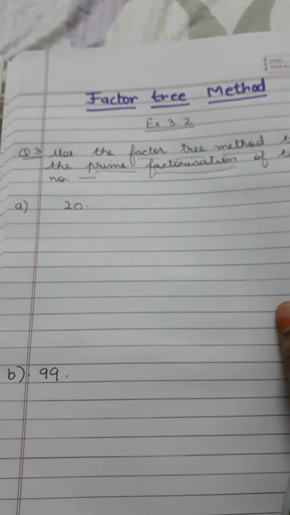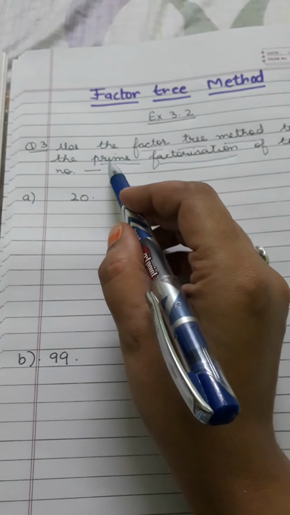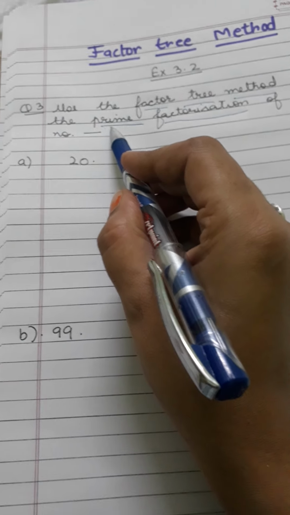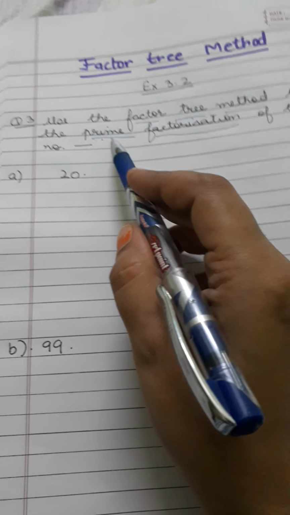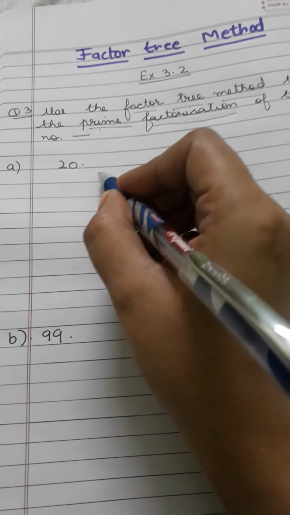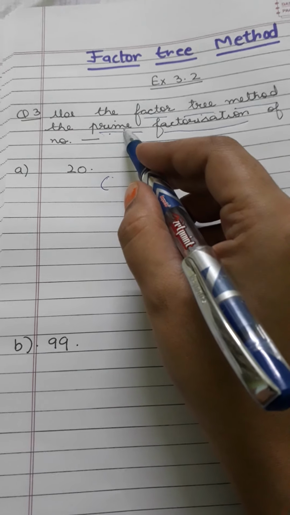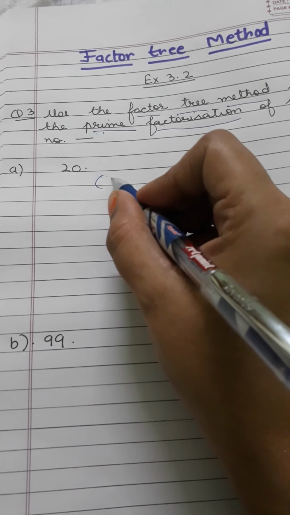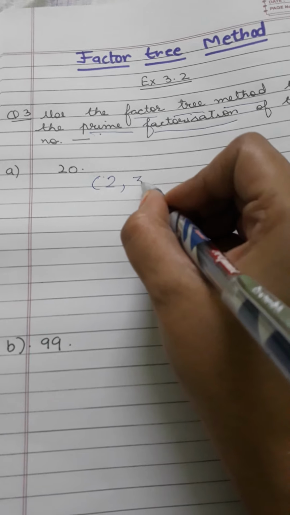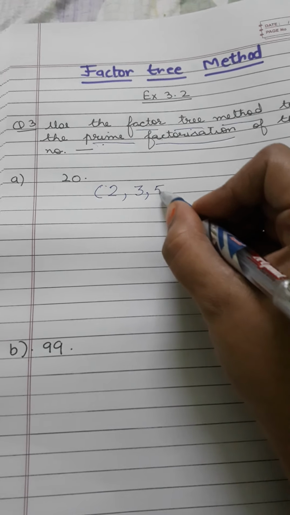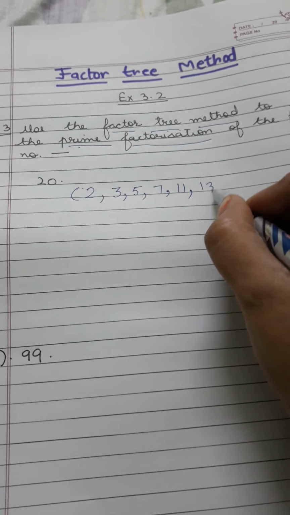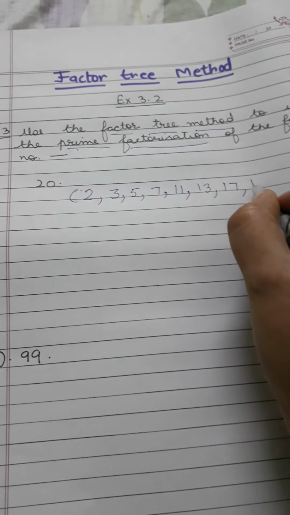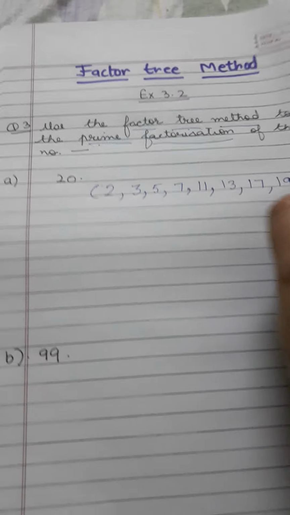Okay, now before finding that we should know the prime numbers, as we always start the factorization by prime numbers. Now the prime numbers from 2 to 20 are 2, 3, 5, 7, 11, 13, 17 and 19.